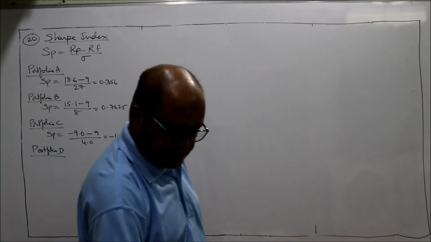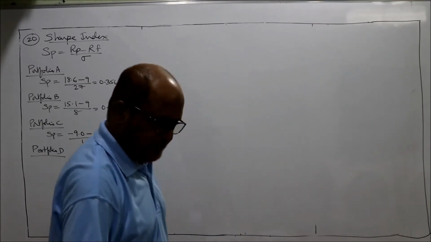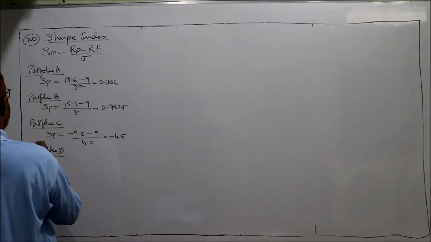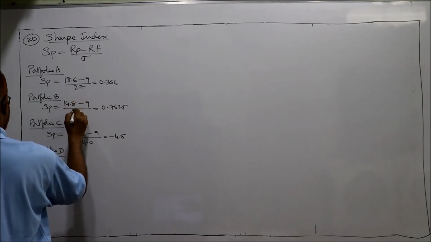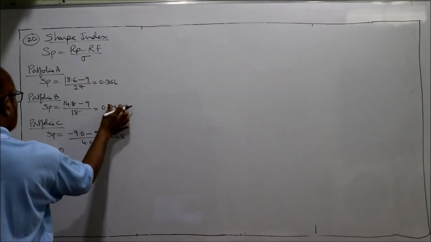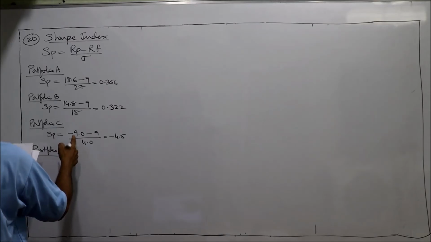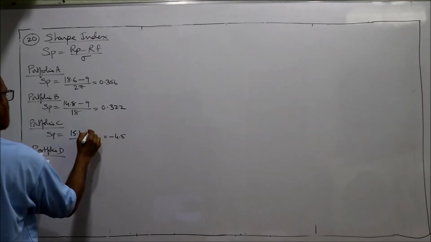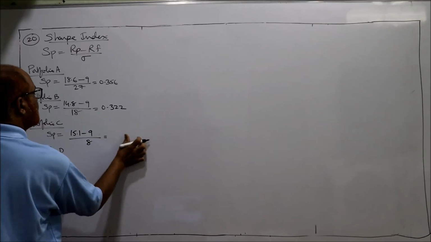Portfolio D. For 6 portfolios we have to find out. Portfolio D. B is 14.8, sorry. It is 14.8 minus 9 divided by 18. It is 0.322. C is 15.9. 15.1 minus 9 divided by 8. It comes to 0.7625.